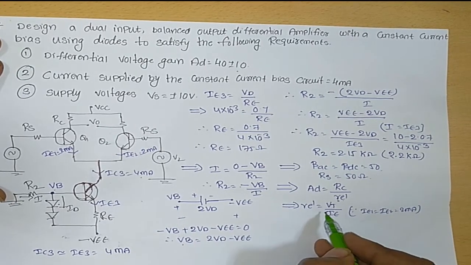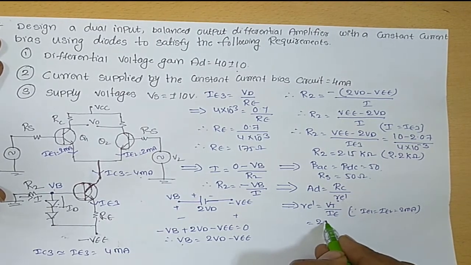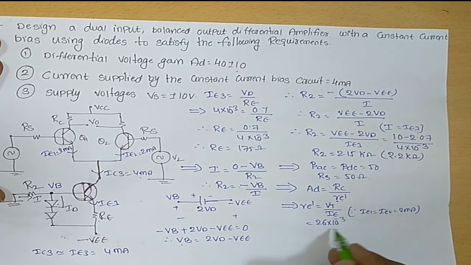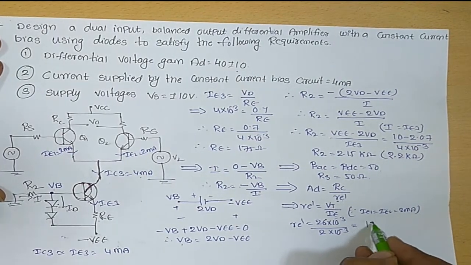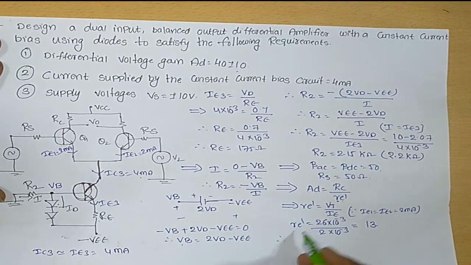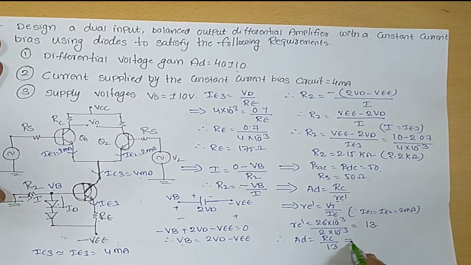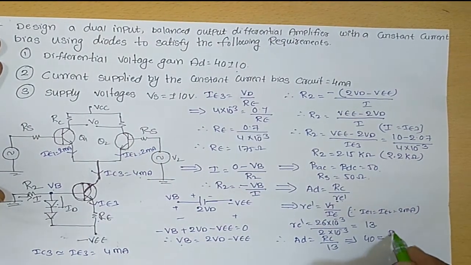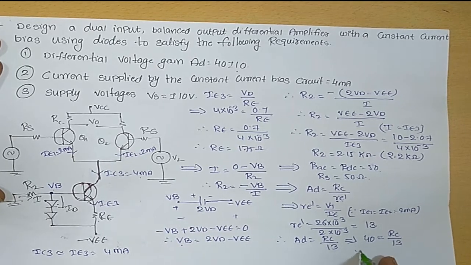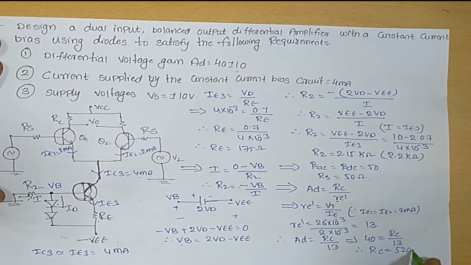The thermal voltage of this differential amplifier is 26 millivolts, that is 26 into 10 power of minus 3 whole by IE, which is 2 into 10 power of minus 3. Therefore RE dash equals 13 ohms. Clear? Therefore, the differential gain AD equals RC by 13. What is the AD value? Here we consider 40. Therefore 40 equals RC by 13. Therefore, the collector resistance RC equals 520 ohms.